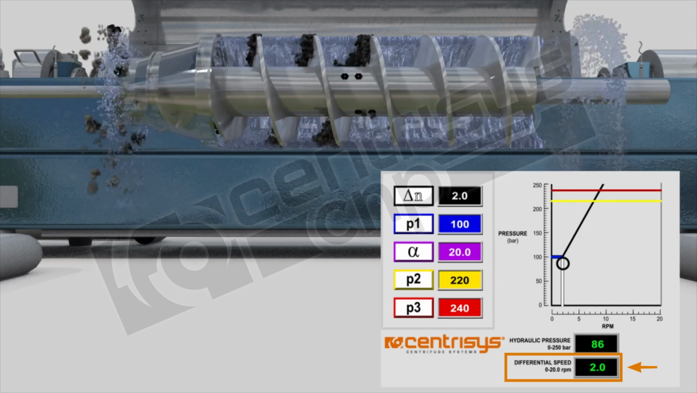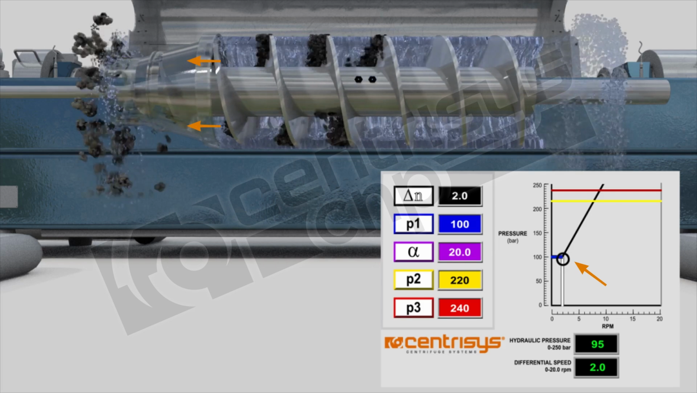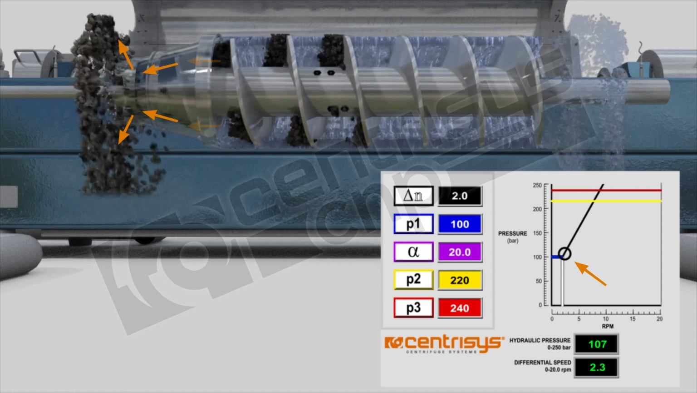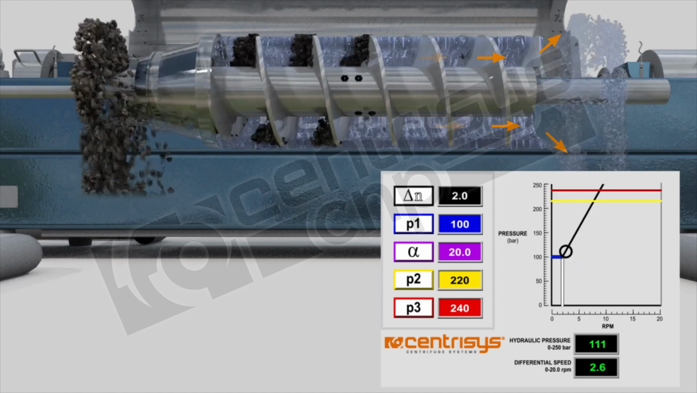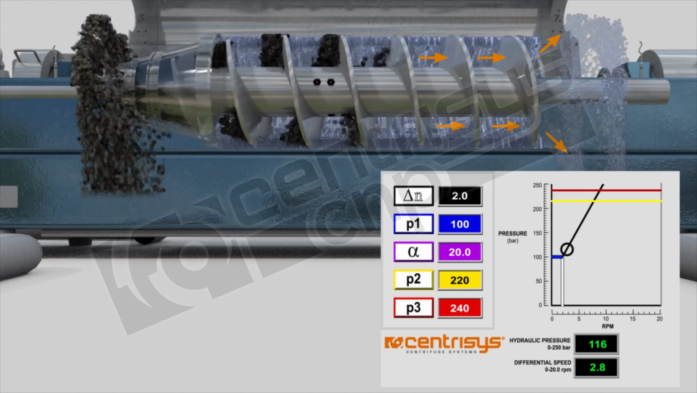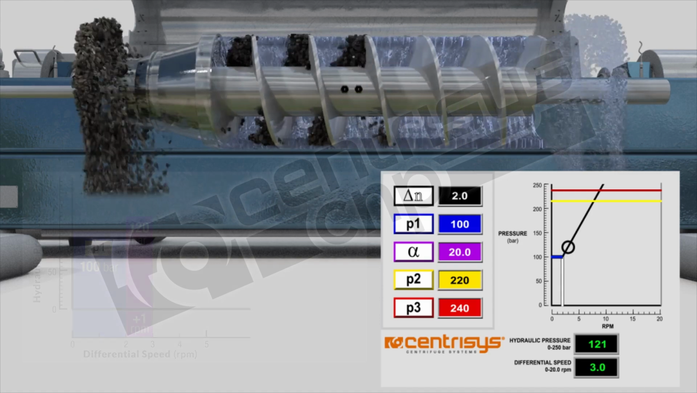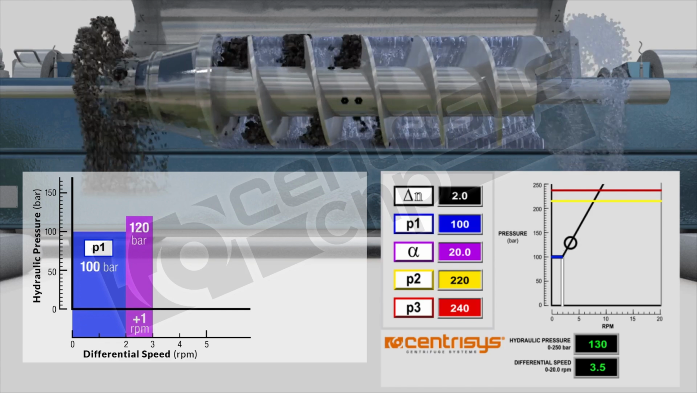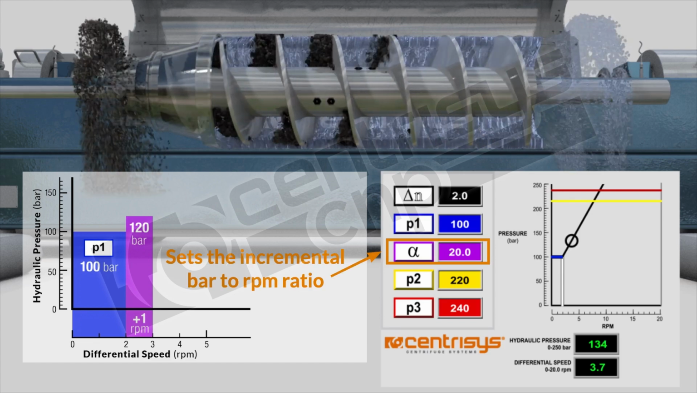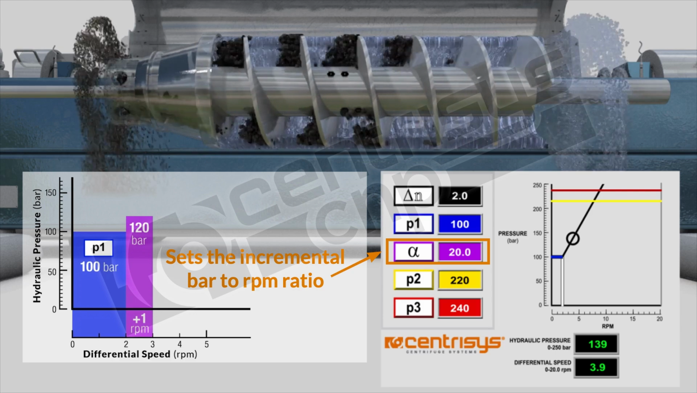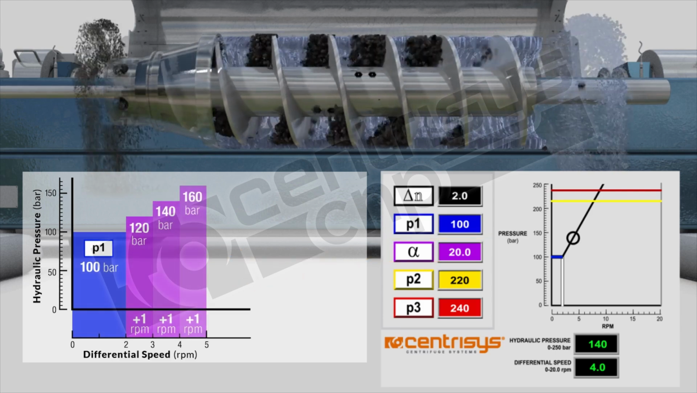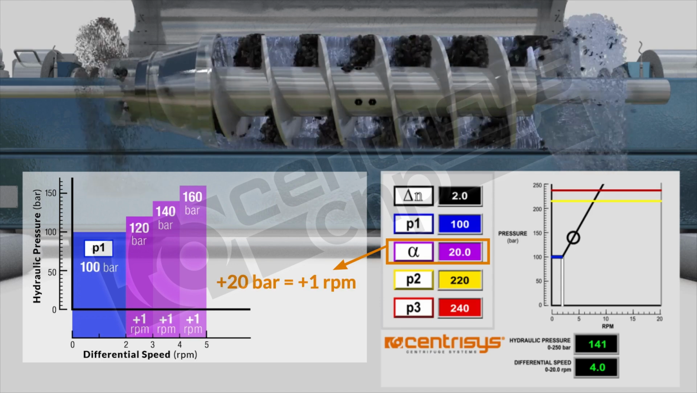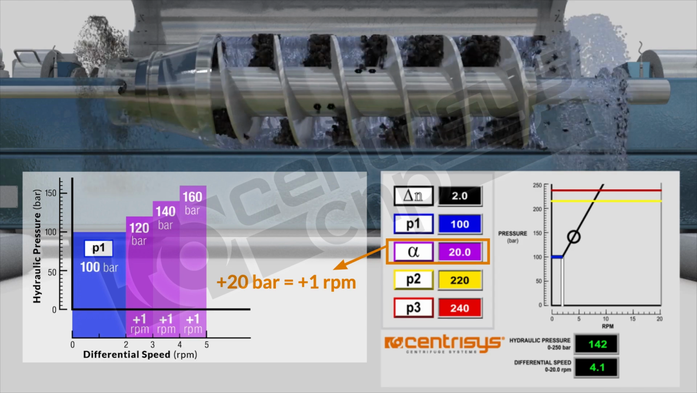But now, as it goes past 100 bar, you'll see more solids being pushed up this cone area to the solids. The water will stop coming out the solid end and is now pushed to the liquid end by the dam that the solids form. We're at 120 bar, and we're 1 RPM over the original because the third button, alpha, will adjust how much the differential speed goes up. 20 means 20 bar per RPM. For each 20 bars increase, you will get another RPM on top of the base speed.